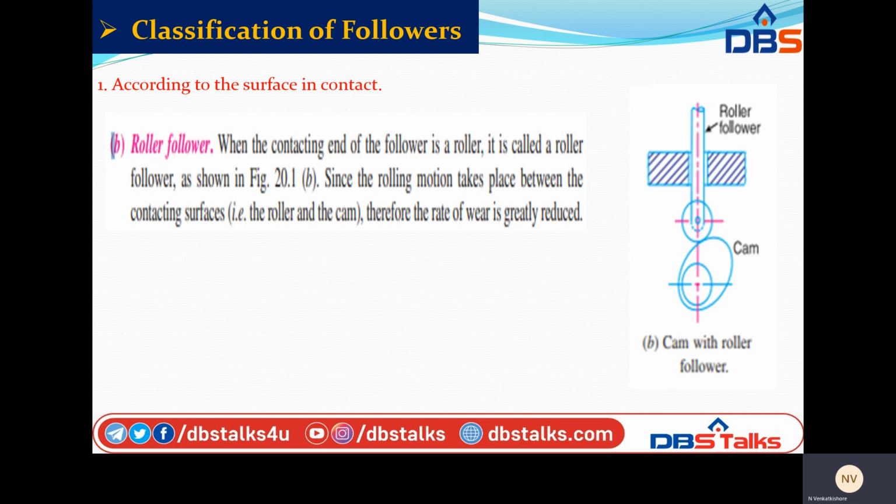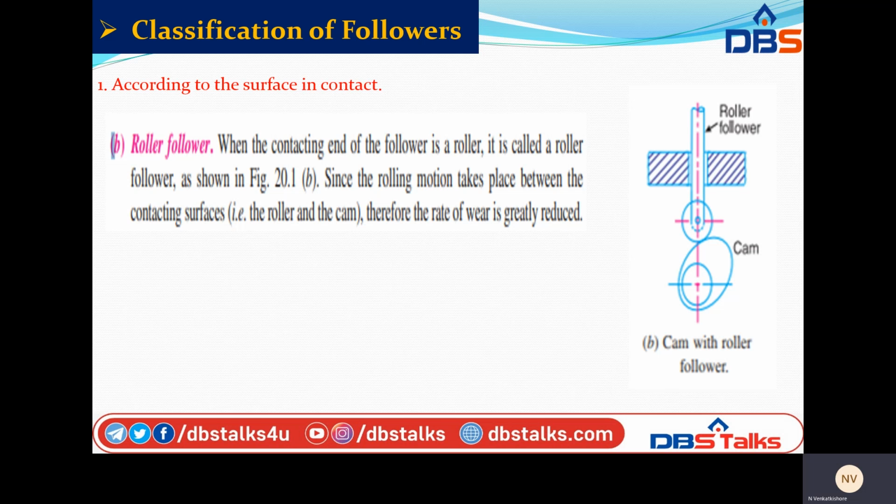When the contacting end of a follower is a roller, that's a simple one. That means the end of the follower looks like a roller. You see here, the follower has a small roller attached to it, and the roller and the cam are in contact. So we can say this is a roller follower, meaning the end of the follower is rolling.